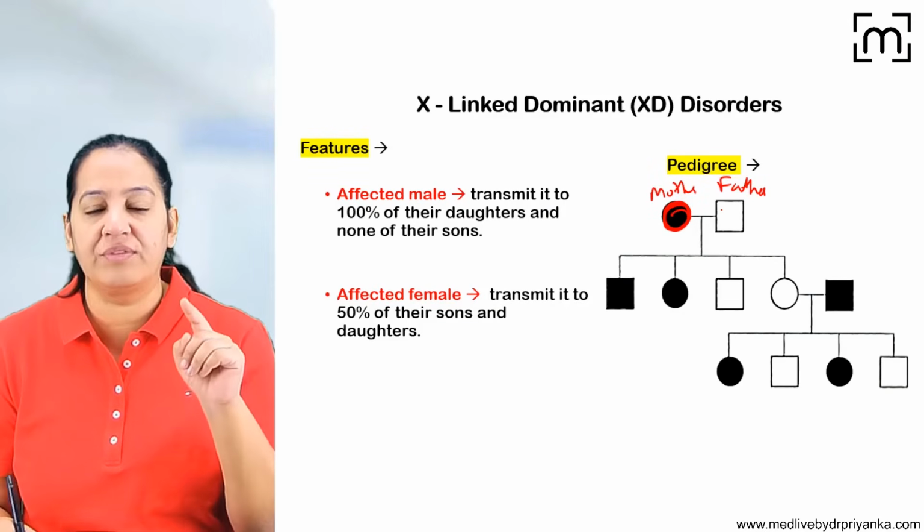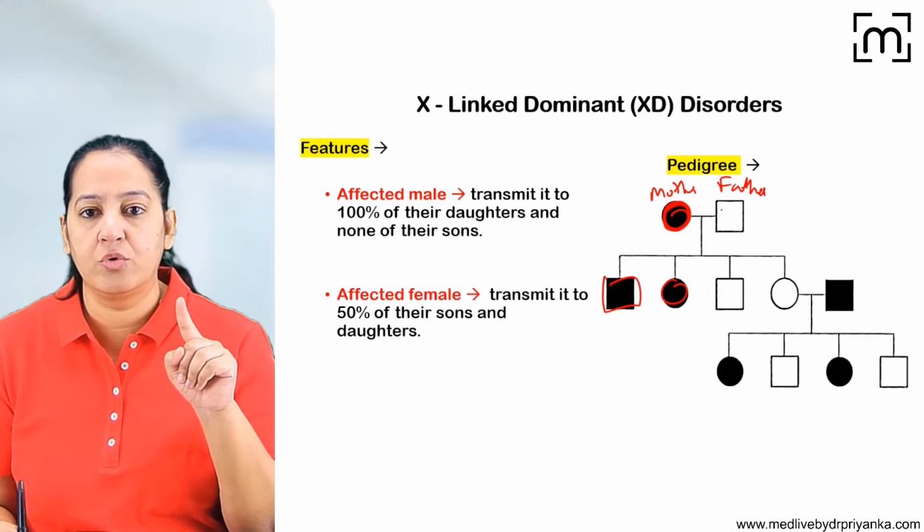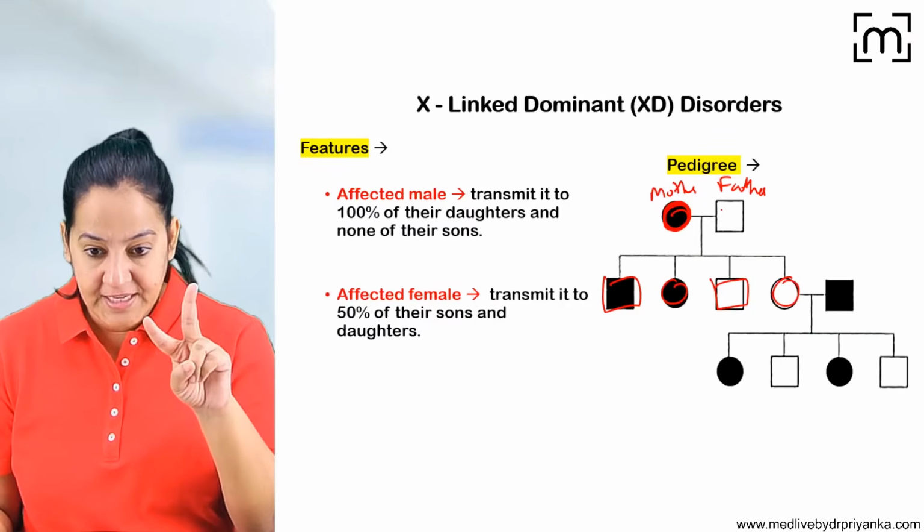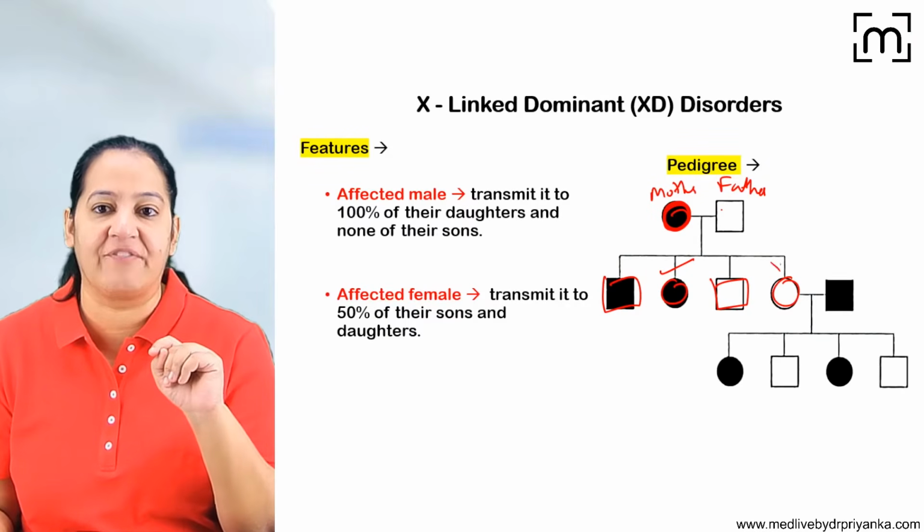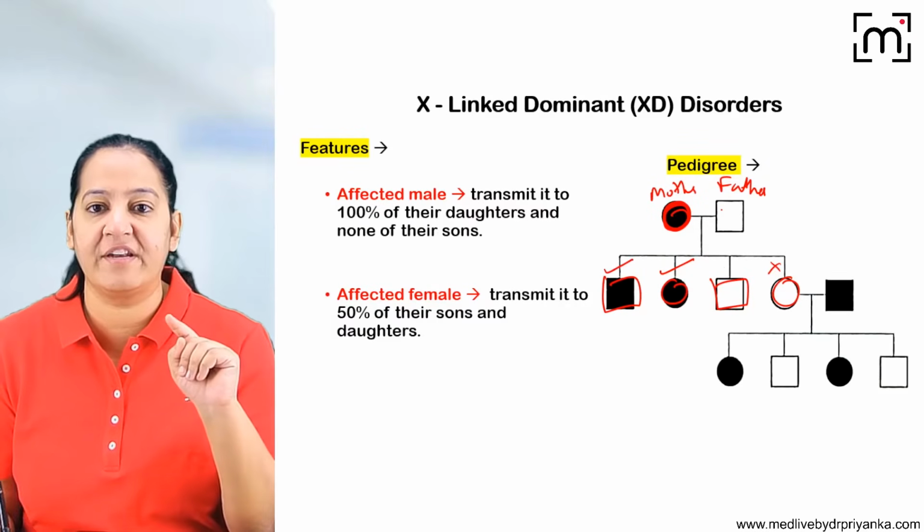So out of the 2 daughters, you can see 4 siblings: 1, 2, 3, 4. See the 2 circles. One is affected, one is not affected. And see the 2 sons. One is affected, one is not affected.